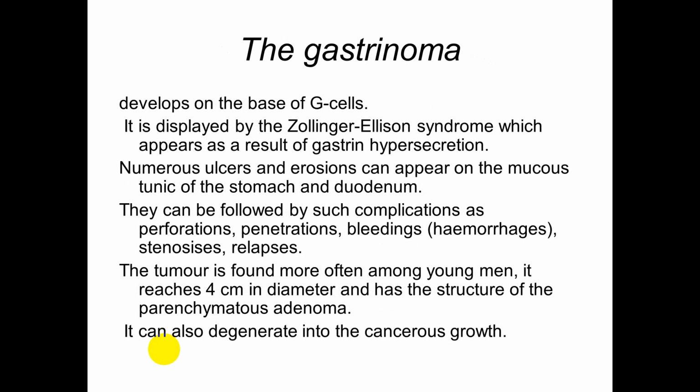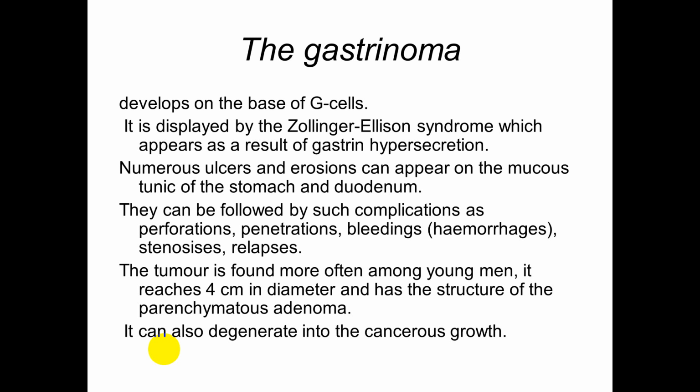The gastrinoma develops on the base of G cells. It is displayed by the Zollinger-Ellison syndrome, which appears as a result of gastrin hypersecretion. Numerous ulcers and erosions can appear on the mucous tunic of the stomach and duodenum. They can be followed by such complications as perforation, penetration, bleeding hemorrhages, stenosis, relapses.